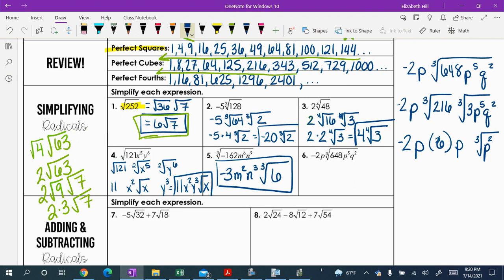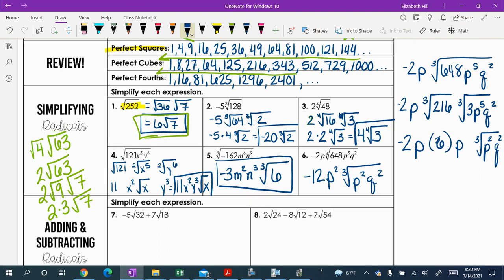As far as the q's go, 3 goes into 2, doesn't happen, so I have to leave the 2 q's underneath. Negative 2 times 6 gives us negative 12. P times p is p squared. And then we're left with the cubed root of p squared q squared.